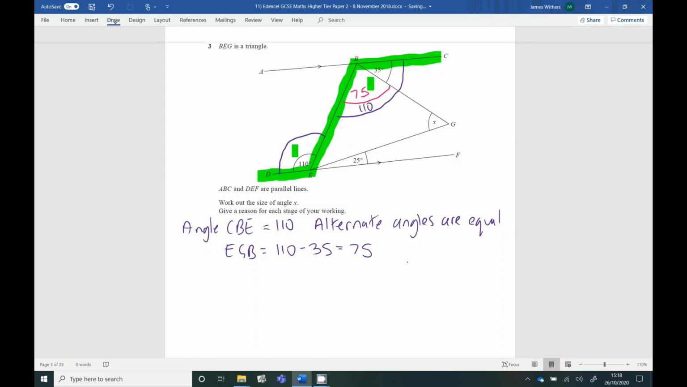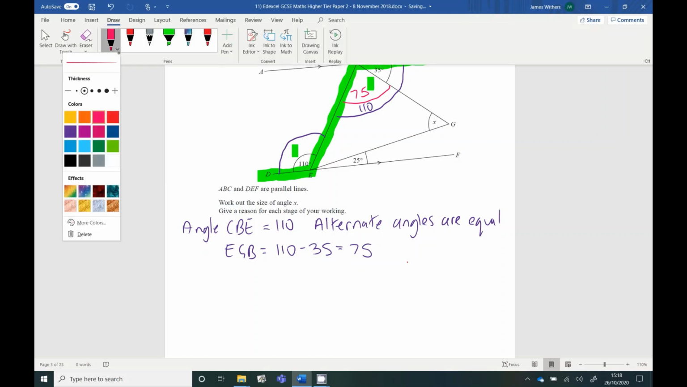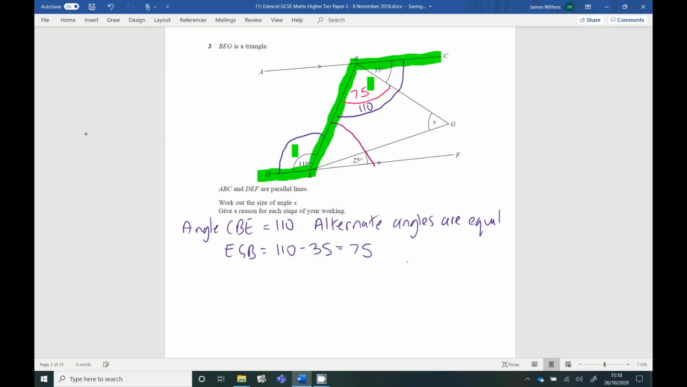Now, at the bottom, we know that angles on a straight line add up to 180 degrees. So that angle all the way around there must be 70 degrees, because angles on a straight line total 180. So let's go and explain that. So angle BEF equals 70 degrees, because angles on a straight line total 180 degrees.